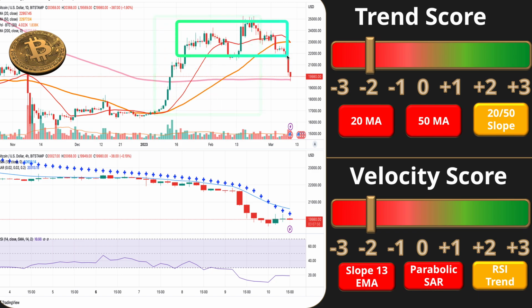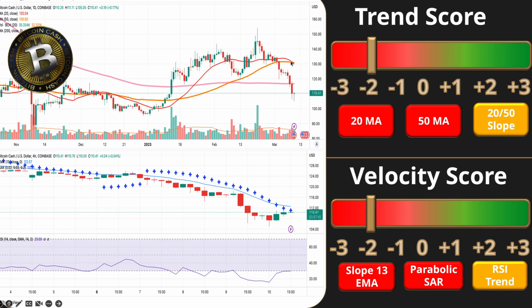Everybody was definitely getting excited that things would break out, and then you can see that that's totally faded away. So the trend score and the velocity score all now turn bearish to a -2, which is again a clear signal for me to be on the short side instead of being on the long side. Same thing goes for Bitcoin Cash. They're all below these moving averages.